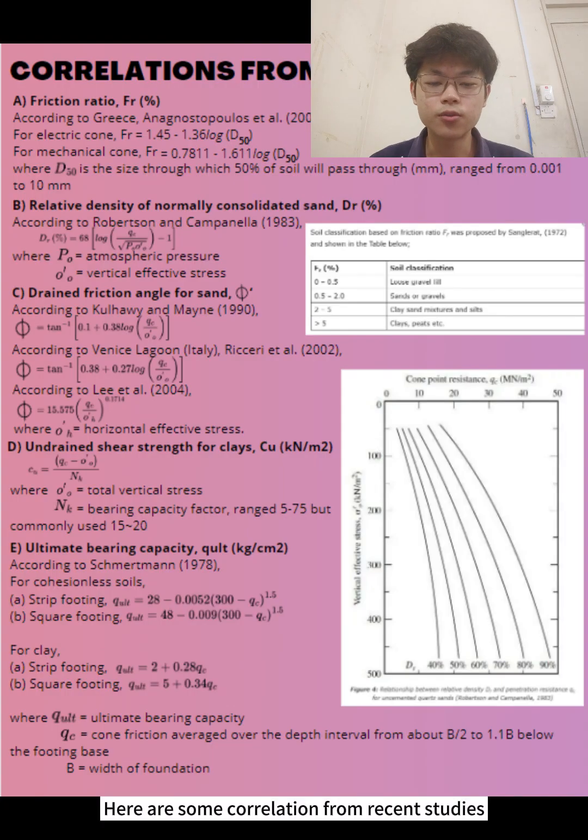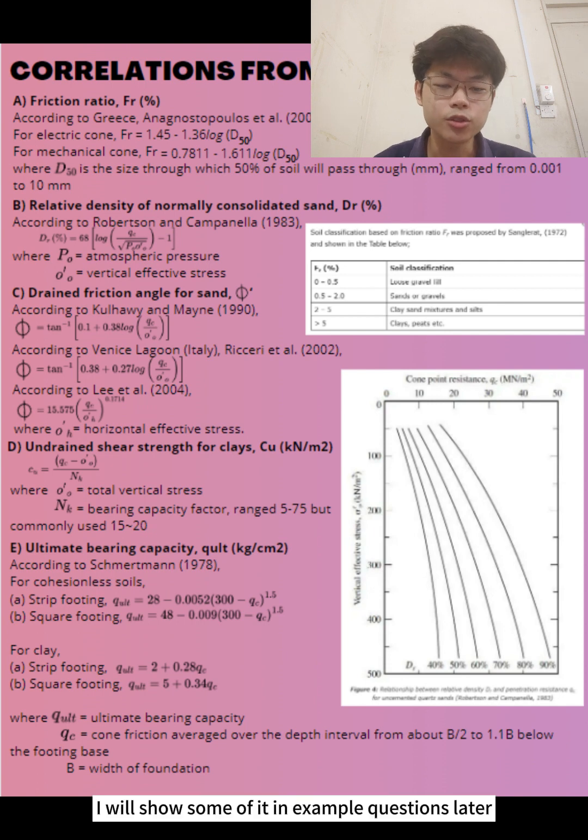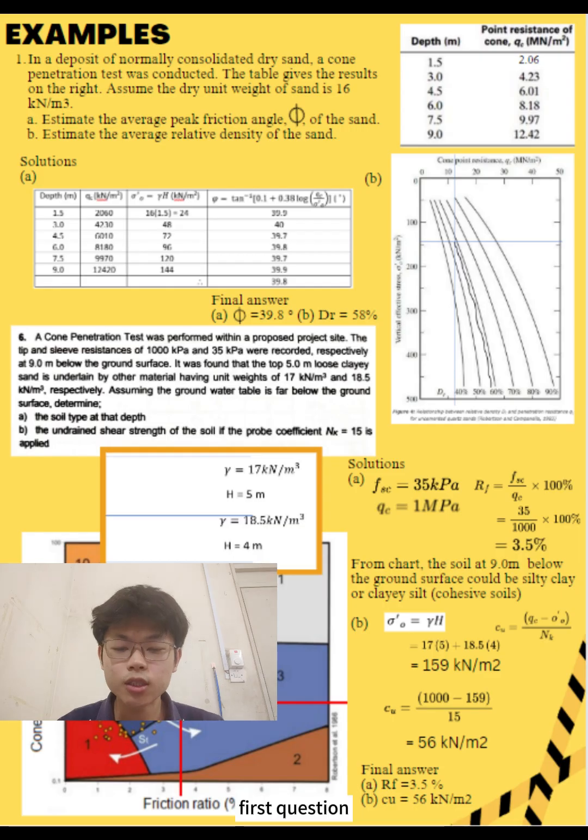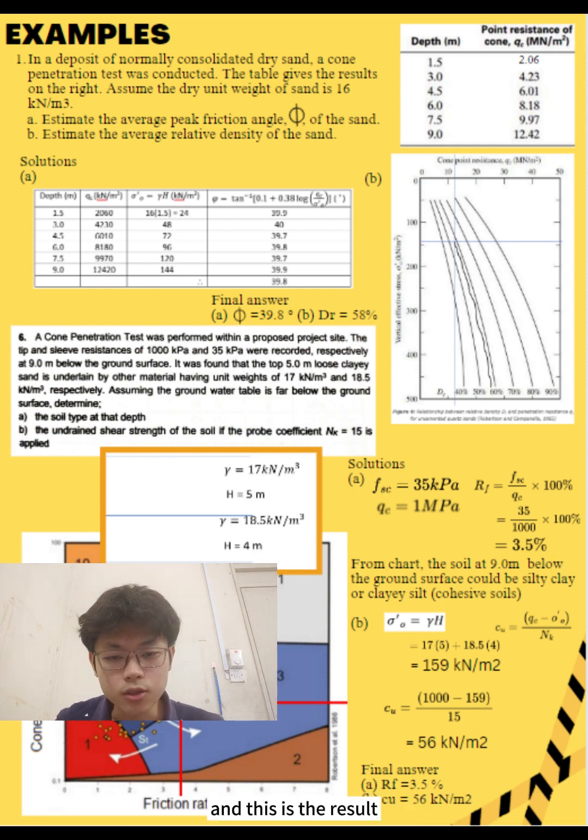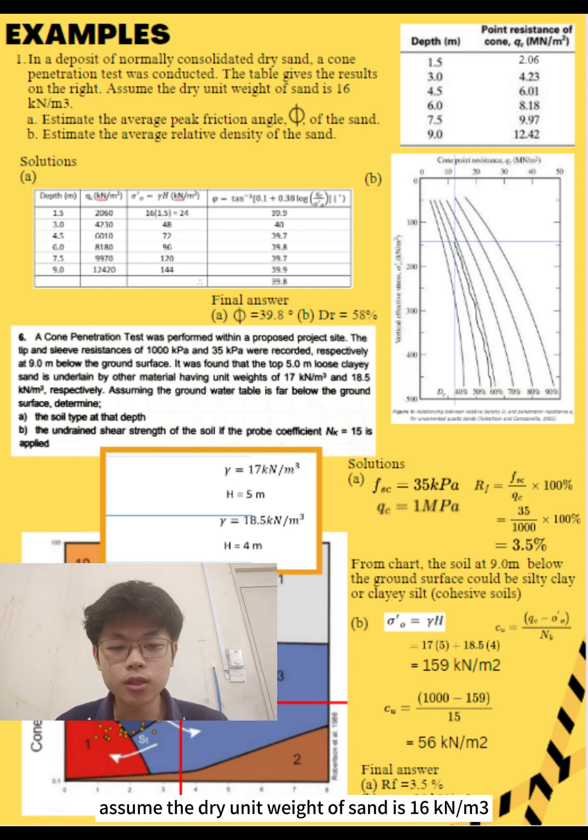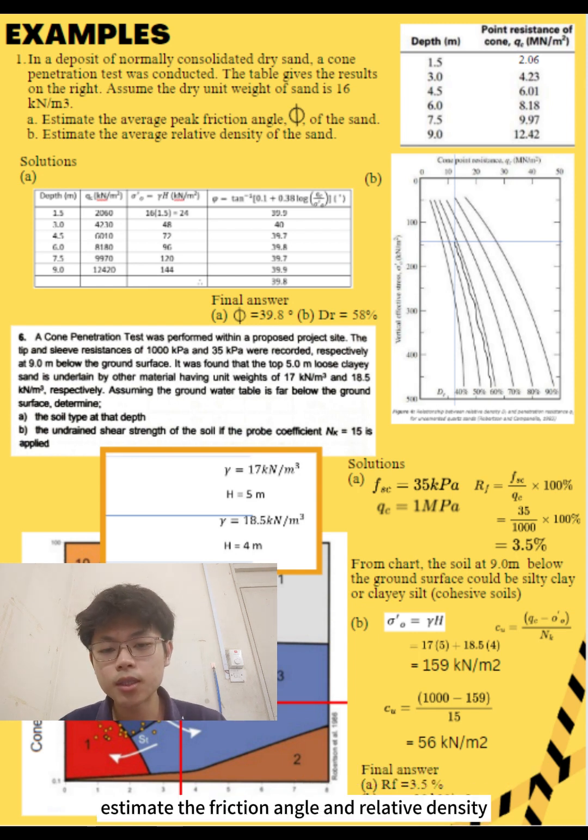Here are some correlations from recent studies. I will show some of them in example questions later. First question: in a deposit of normally consolidated dry sand, a cone penetration test was conducted. And these are the results. Assume the dry unit weight of sand is 16 kN per cubic meter. Estimate the friction angle and relative density of the sand.